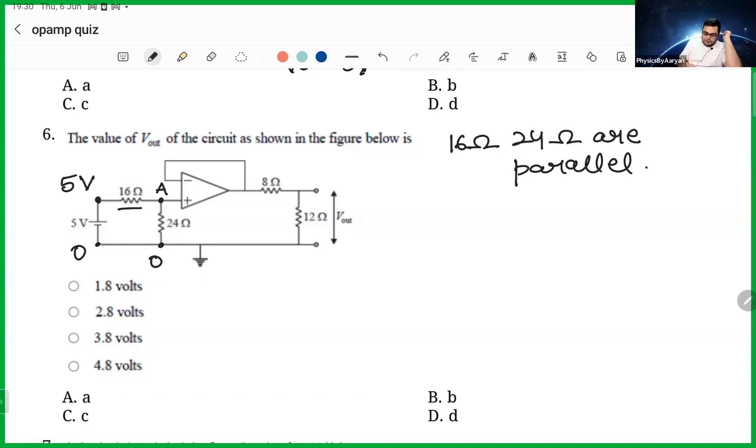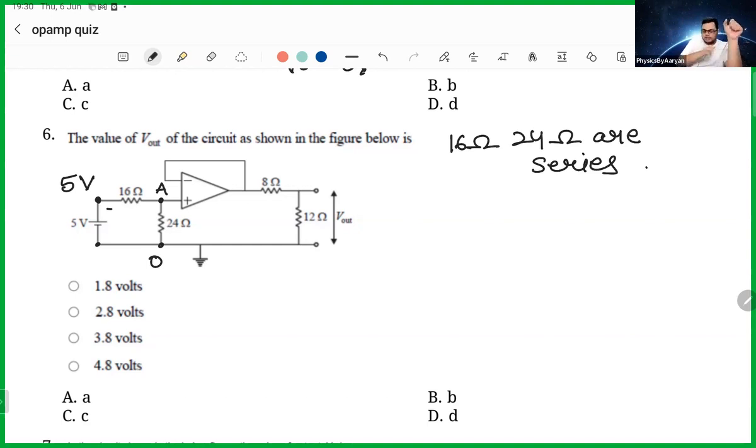and 0. No, they are not parallel. Actually, sorry, it's not parallel. They are in series. Sorry, my mistake. They are in series.